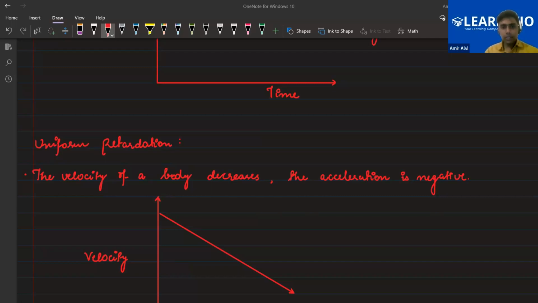So let's do some numericals. From this topic onwards, we will be having a variety of numericals, because after this topic we will start first the equations of motion, and then we will start the graphs of motion. Okay.